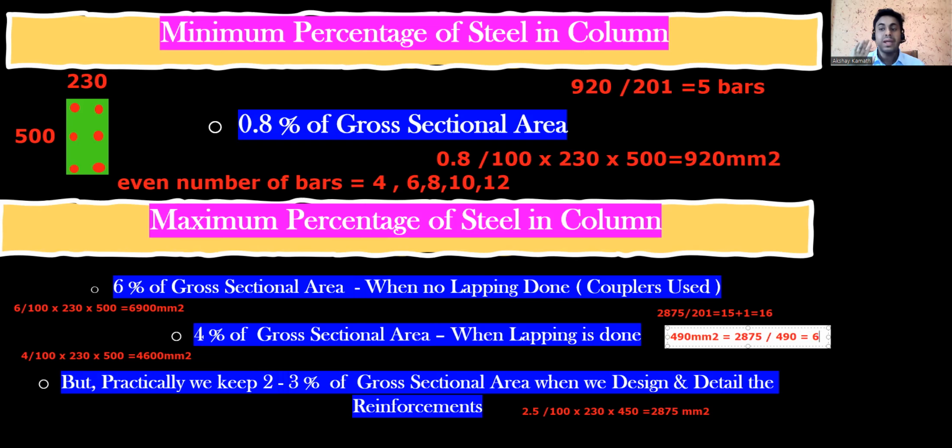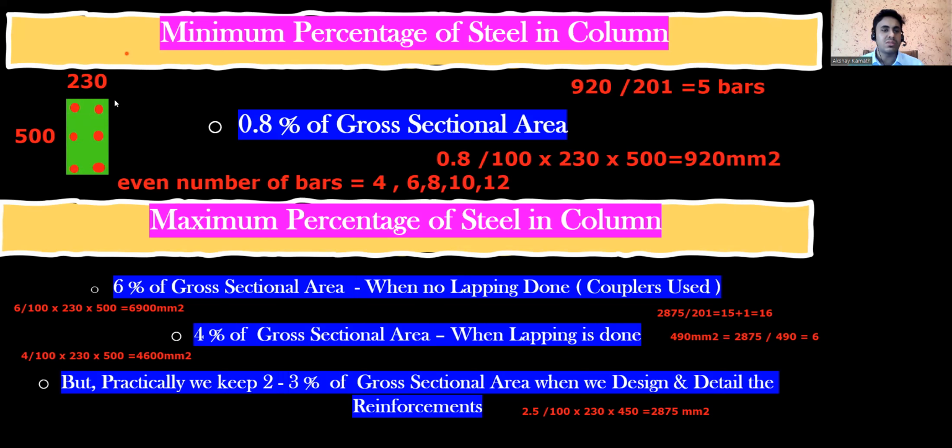Now for 6, I will not add 1 because 6 by default I got as an even number. It's not an odd number. If I had got 5, then I would have added 1 to make it an even number. Already by default I got 6. So practically, is it possible? Of course, it is possible. In a 230 by 500, I've already provided 6 bars. You can see here: 1, 2, 3, 4, 5, 6.